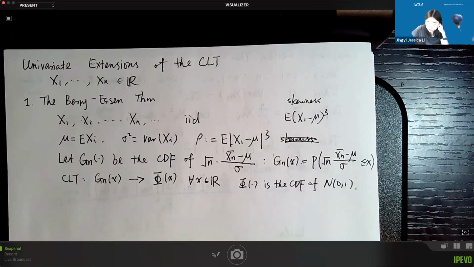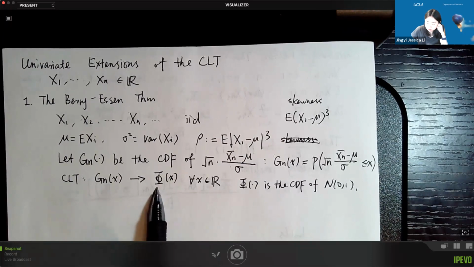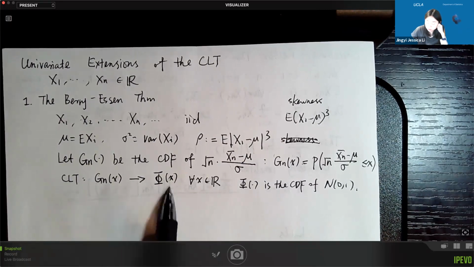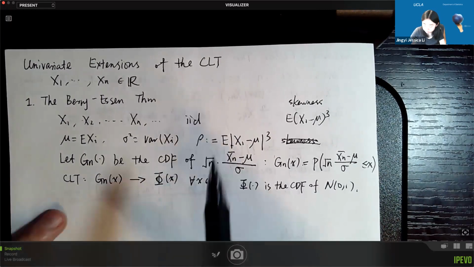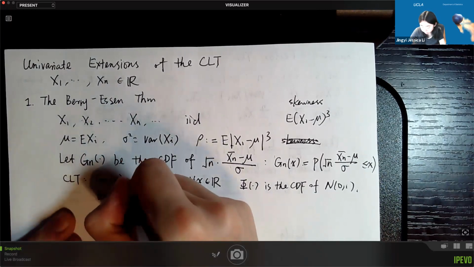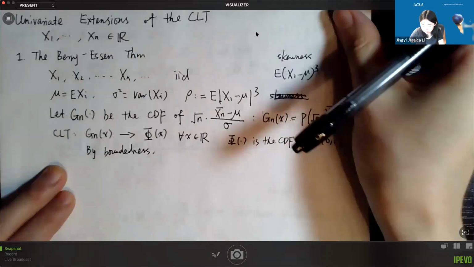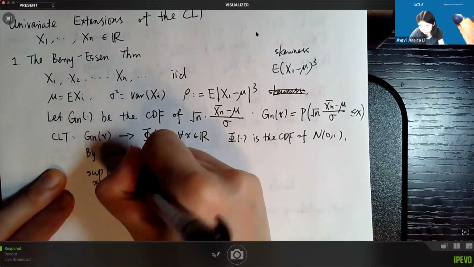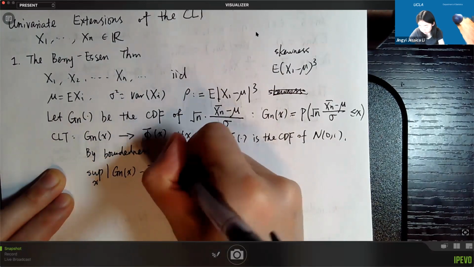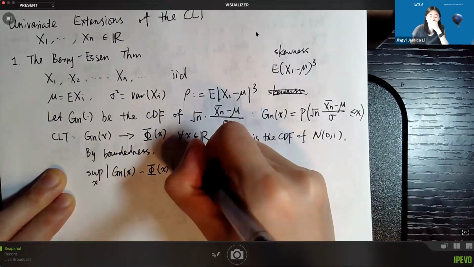Furthermore, this can also be written as uniform convergence, not just pointwise convergence. The reason is that these two things are both CDFs and they're bounded. Their values are between 0 and 1. So by boundedness, I can strengthen this convergence: sup over x of |Gn(x) minus Phi(x)| goes to 0 as n goes to infinity.